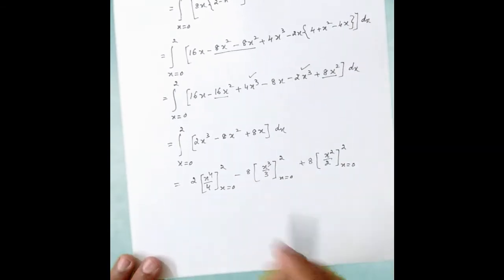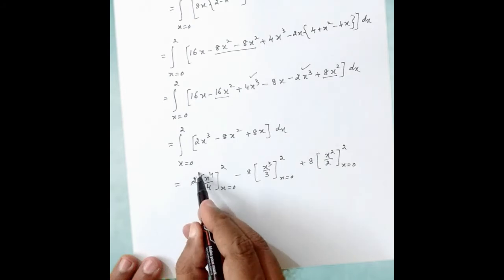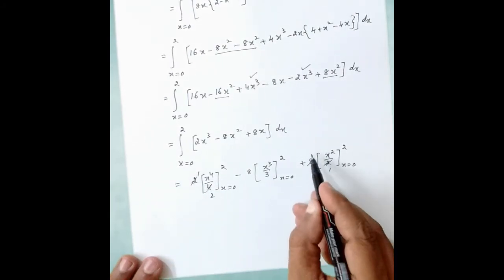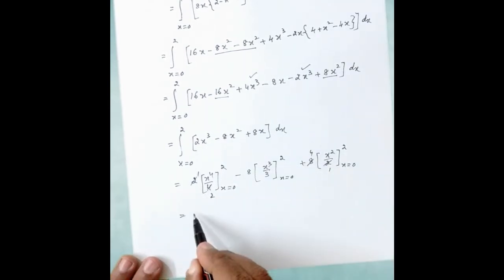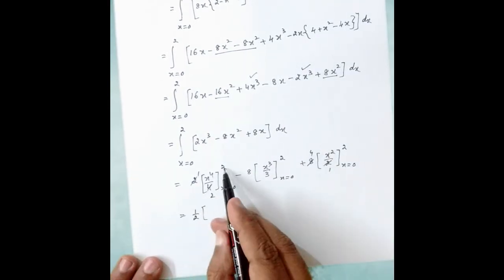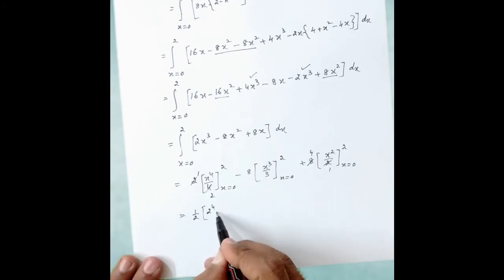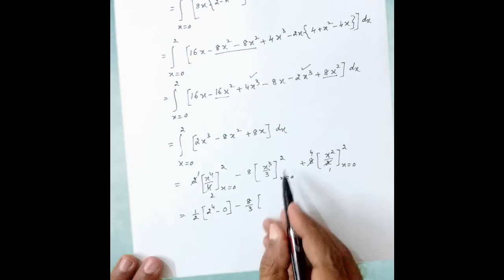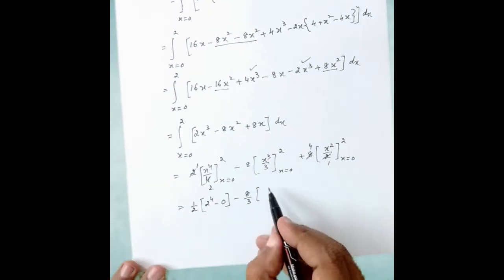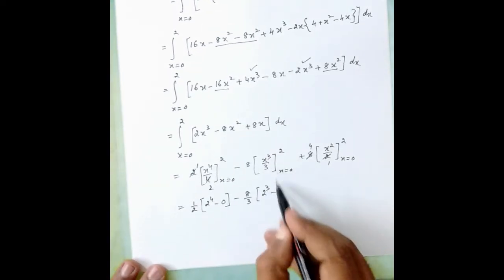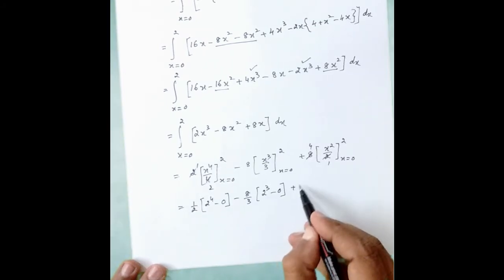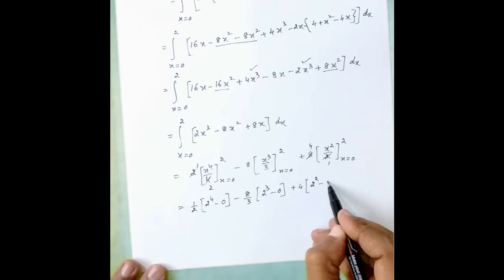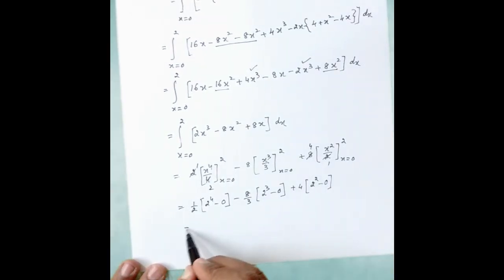We'll try to simplify this one. This is 2 1 times. This is 2 2 times. So here 2 1 times, 2 4 times. So 1 by 2 is a constant you can take outside, and upper limit value will be 2 power of 4, lower limit value will be 0. Here minus 8 by 3 is there. Upper limit value for x will be 2, so 2 cube. Lower limit value will be 0 plus 4 times of upper limit value for x will be 2, so 2 square. Lower limit value will be 0.